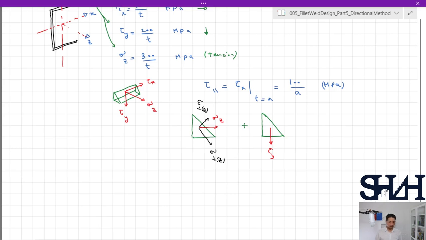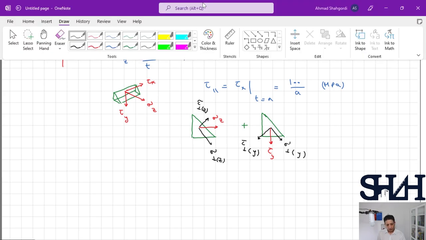I put z inside the parentheses to emphasize that they are coming from sigma z. And I have two components, sigma perpendicular, this is due to tau y, and the other one is tau perpendicular due to y. So here you can see that we can easily just substitute the t with a square root of 2 and then combine them with the desired direction.